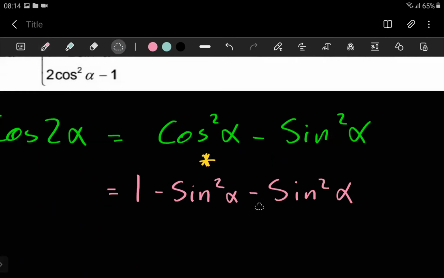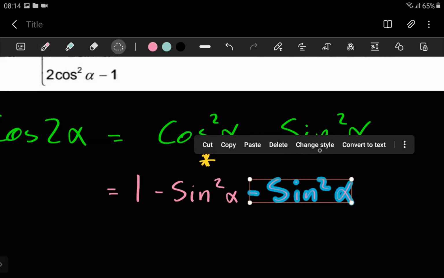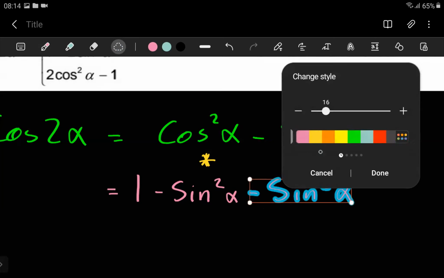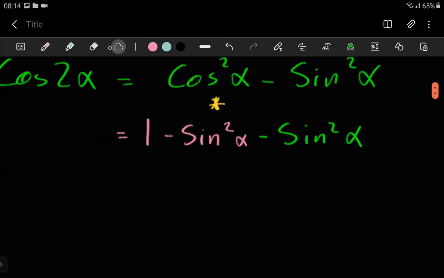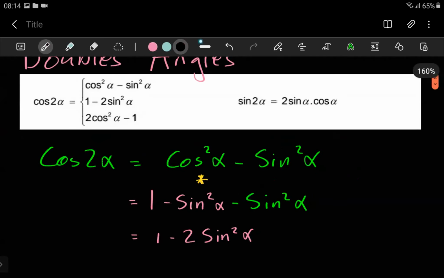Let me actually put it in green so that it's the one that's originally there. See? So once they've done that, that's how you end up with 1 minus 2 sine squared alpha. That's why you see these are like terms. Minus 1 gives you minus 2. That's how they end up with this variation over here. You see that? Yeah, I see it.